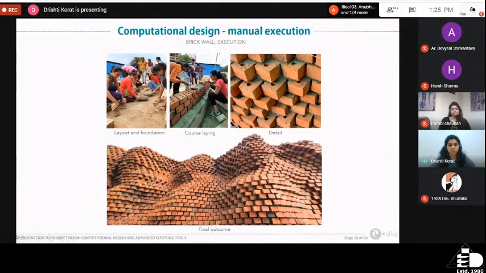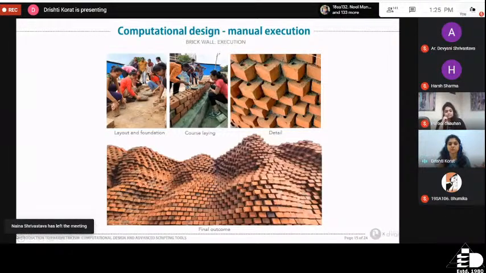In the next step, we moved on to execution. We had conducted this workshop with students at Anant University in Ahmedabad, and on the top you can see students starting with laying the foundation, and then being informed by those course-wise construction drawings, and making every single course and shifting bricks in and out to achieve the final form. And in the bottom, you can see what that final form turned out to be. So this was the kind of design that we could achieve.